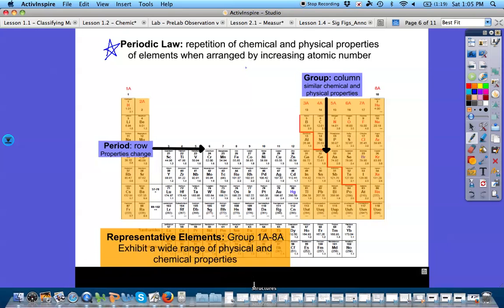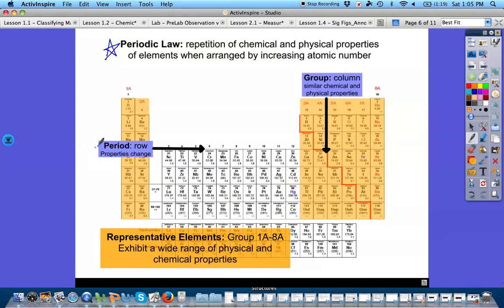On the periodic table, we've discussed that the period numbers are the same as the row numbers. A period is a horizontal row. As you go across a period, the properties change. A group is a vertical column, and the elements within that vertical column share similar chemical and physical properties.